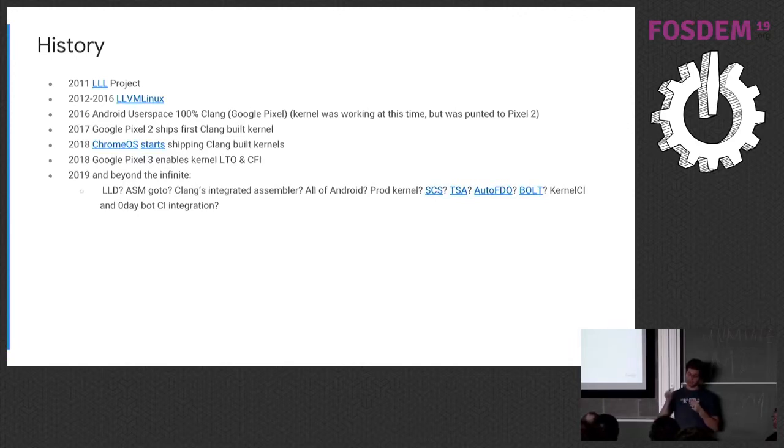Zero-day bot, we were this close to getting it integrated, and then x86 maintainers forced the use of asm goto the week I was talking with the zero-day bot team, so that was a little unfortunate. But once we have asm goto landed, we'll start up those talks again.